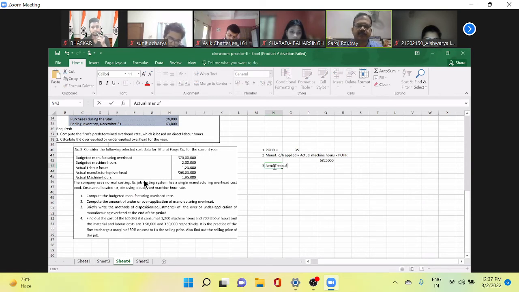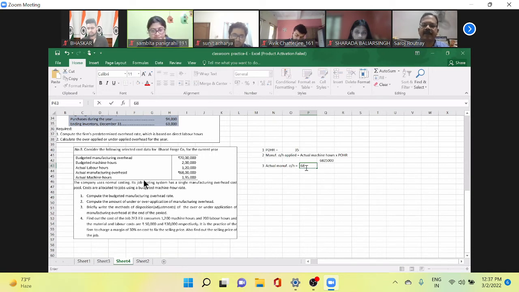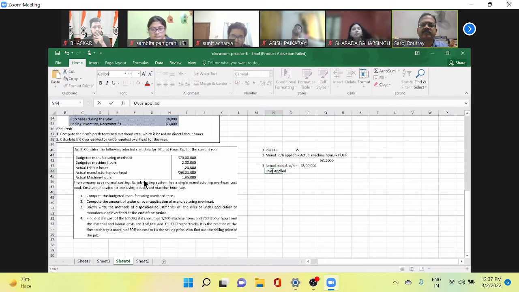And actual manufacturing overhead is 68 lakh. Good. So we have applied more, so it is over applied. Manufacturing overhead: 68 lakh 25,000 minus 68 lakh.